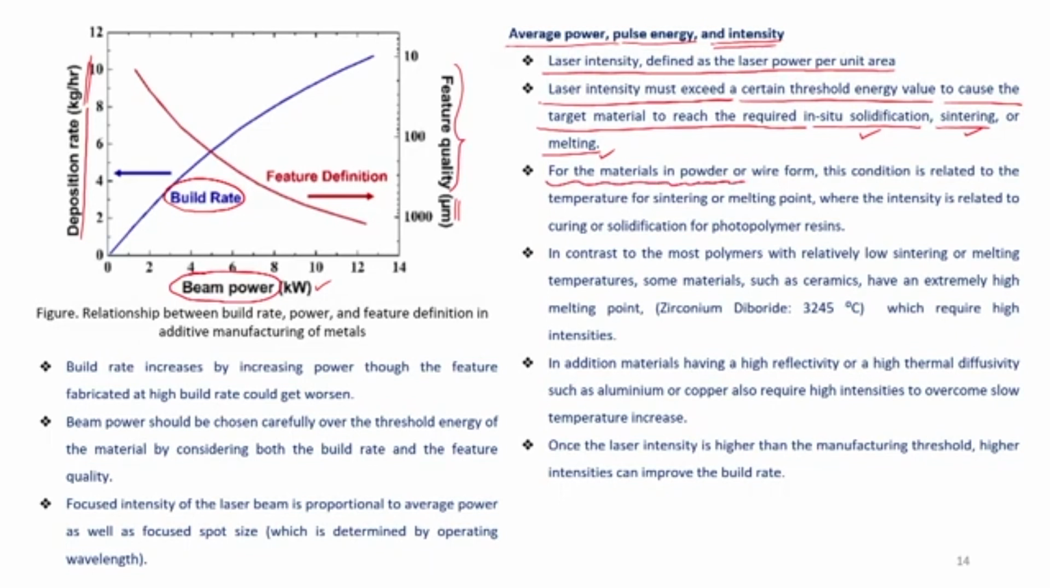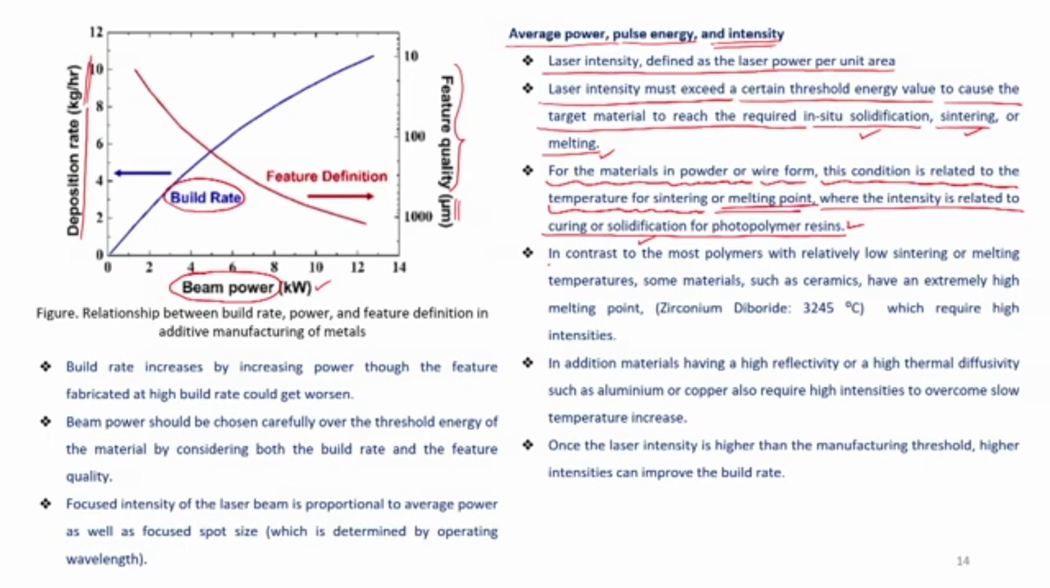For materials in powder or wire form, this condition is related to the temperature for sintering or the melting point, whereas the intensity is related to the curing or solidification in photopolymer based resins. So, when we are carrying out photopolymerization of the resins, the intensity should produce the required solidification, and when we are working for sintering or melting, then the intensity should generate the required temperature to carry out the operation.